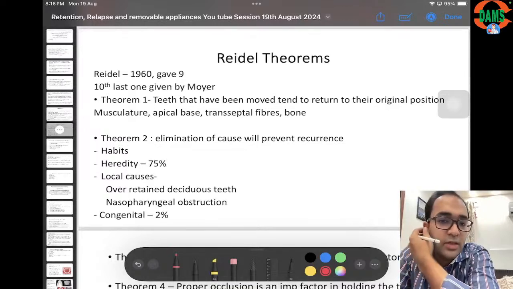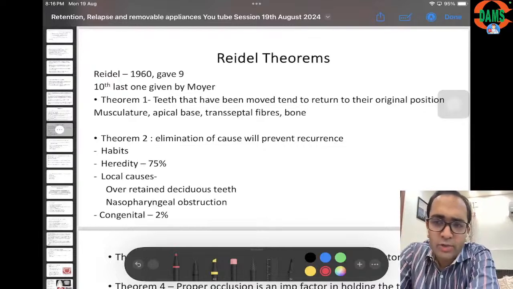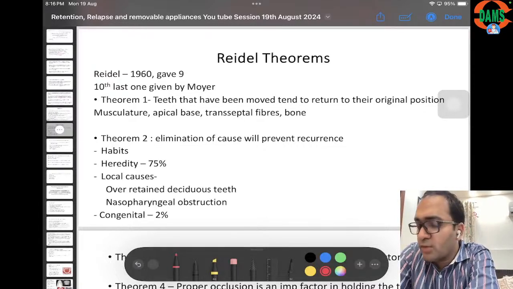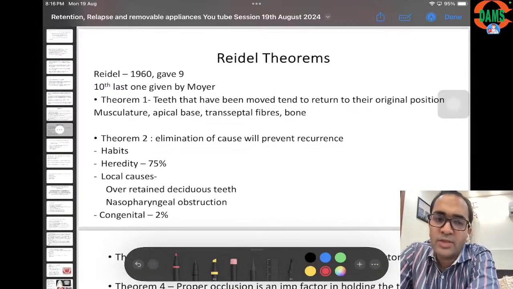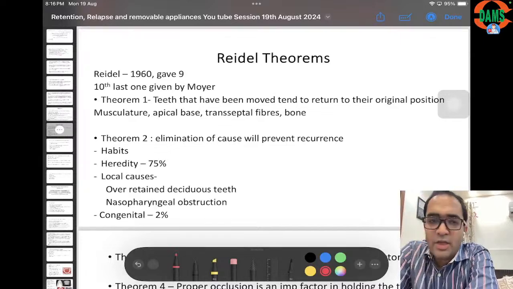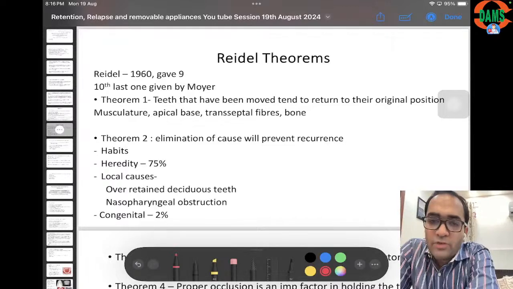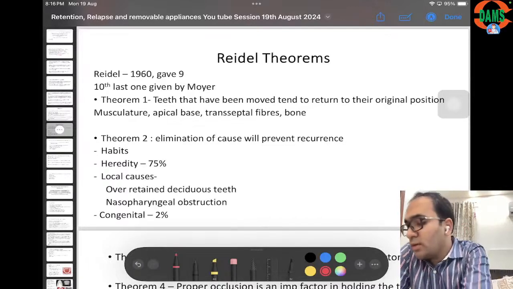The first theorem is that the teeth that have been moved tend to return to their original position. Okay, why? Because of the musculature, the transeptal fibers, and the bone. Very easy, nothing much to explain. Next theorem, the elimination of cause will prevent the recurrence of the malocclusion.